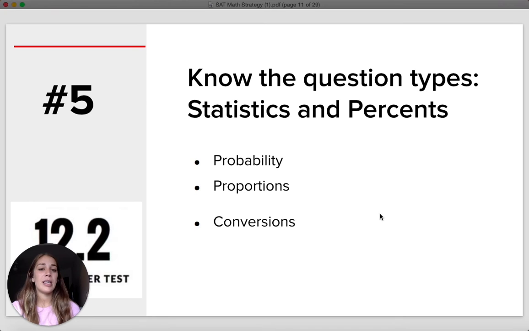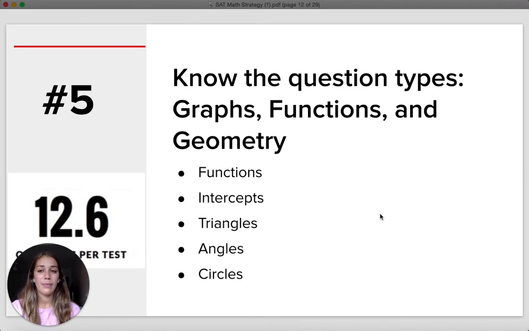The next is statistics and percents. This is more of the Algebra 2 stuff that you'll see come up. There's actually about 12.2 questions on each test, so it's important that you're comfortable doing these types of things with and without a calculator. And the last are graphs, functions, and geometry. There's 12.6 questions on each test. Things like intercepts, triangles, angles, circles. These are where you're going to use that reference sheet that we were discussing earlier.